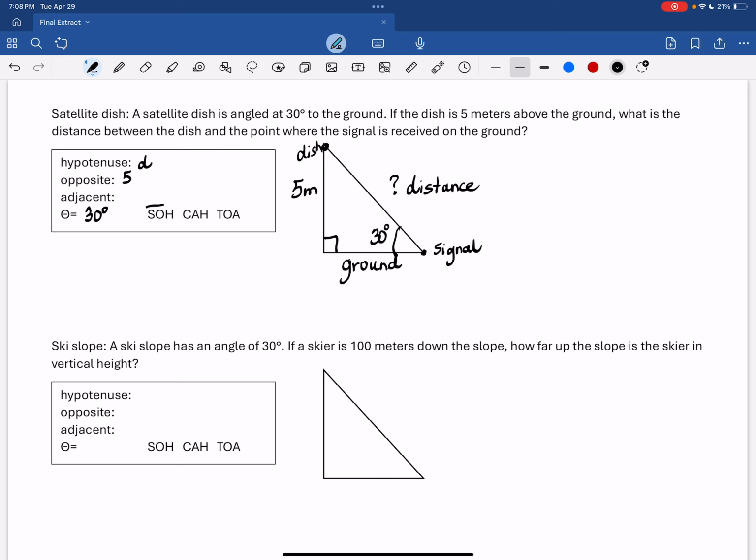We know O and H, or want to know O and H, so this is a sine problem. Sine of 30 equals opposite over hypotenuse. Multiply both sides by D. So 5 over sine of 30 is going to equal that distance.